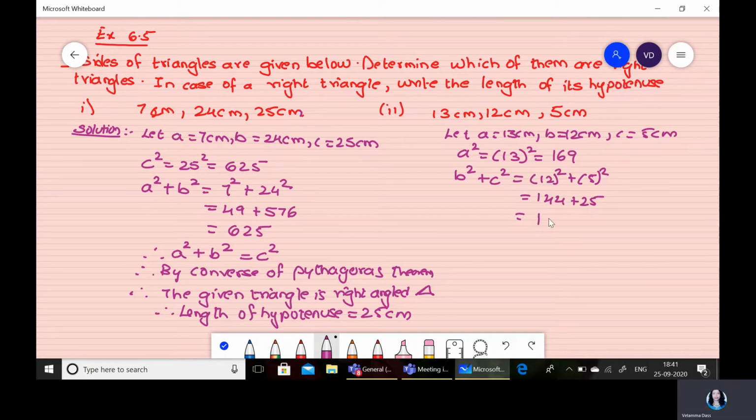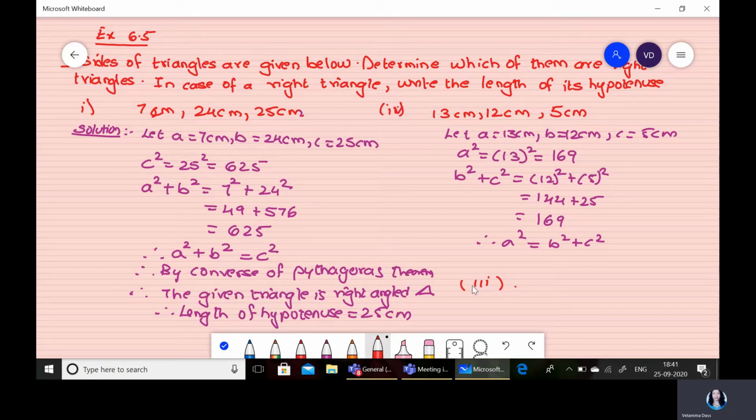So here we get 169. So again we find that a square equals b square plus c square. Coming to the third sum, let's do the third sum. In the third sum, we have A equals to, sorry, this is actually the fourth sum.